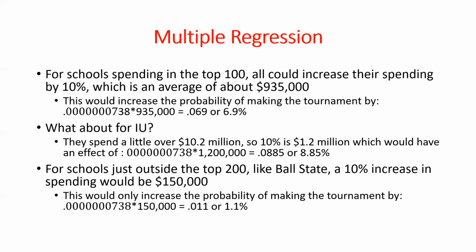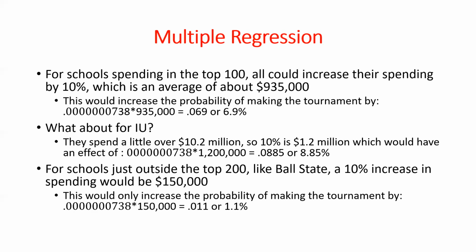So every university could then look at their budget and say, look, if we increased our budget by 10%, this is the increase in the likelihood that we make this huge tournament. Okay? And it's great, right? We're in Indiana, everybody loves basketball, right? So maybe the schools want to make sure that they have a good basketball program.